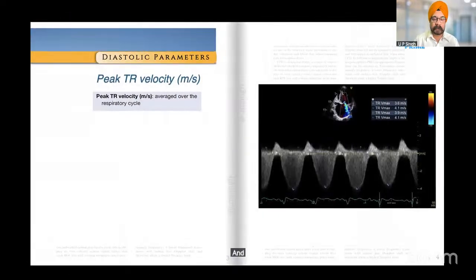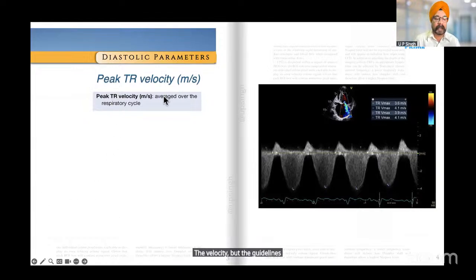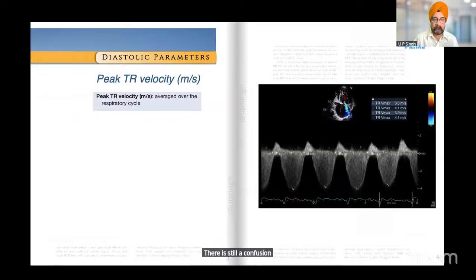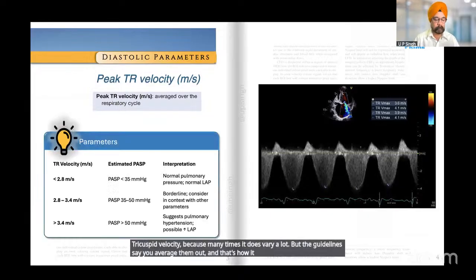And the peak TR velocity, again, we used to take the velocity in inspiration, but the guidelines are recommending that it be averaged over the respiratory cycle. There is still confusion whether you should take an inspiration or an expiration tricuspid velocity, because many times it does vary a lot, but the guidelines say you average them out, and that's how it is.